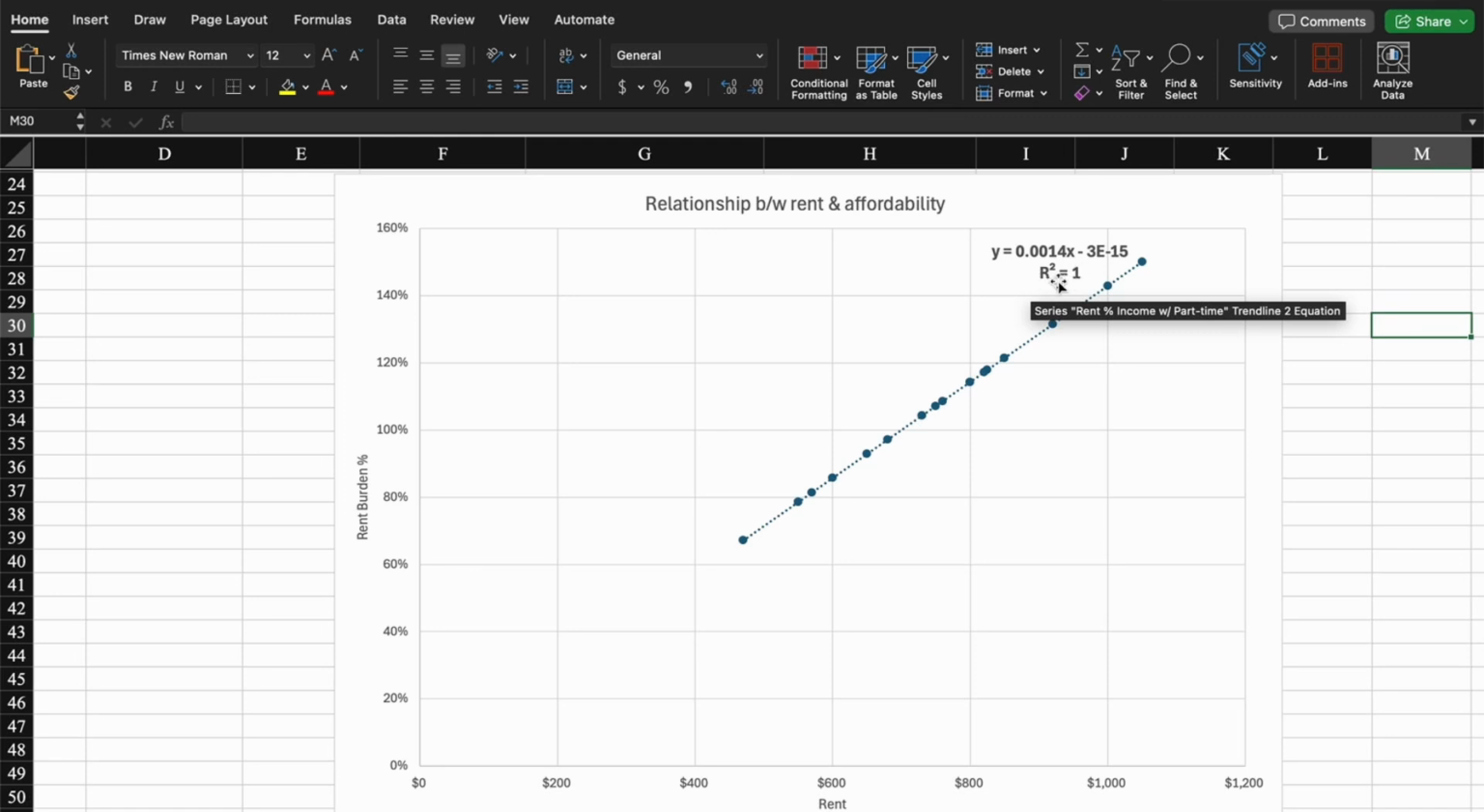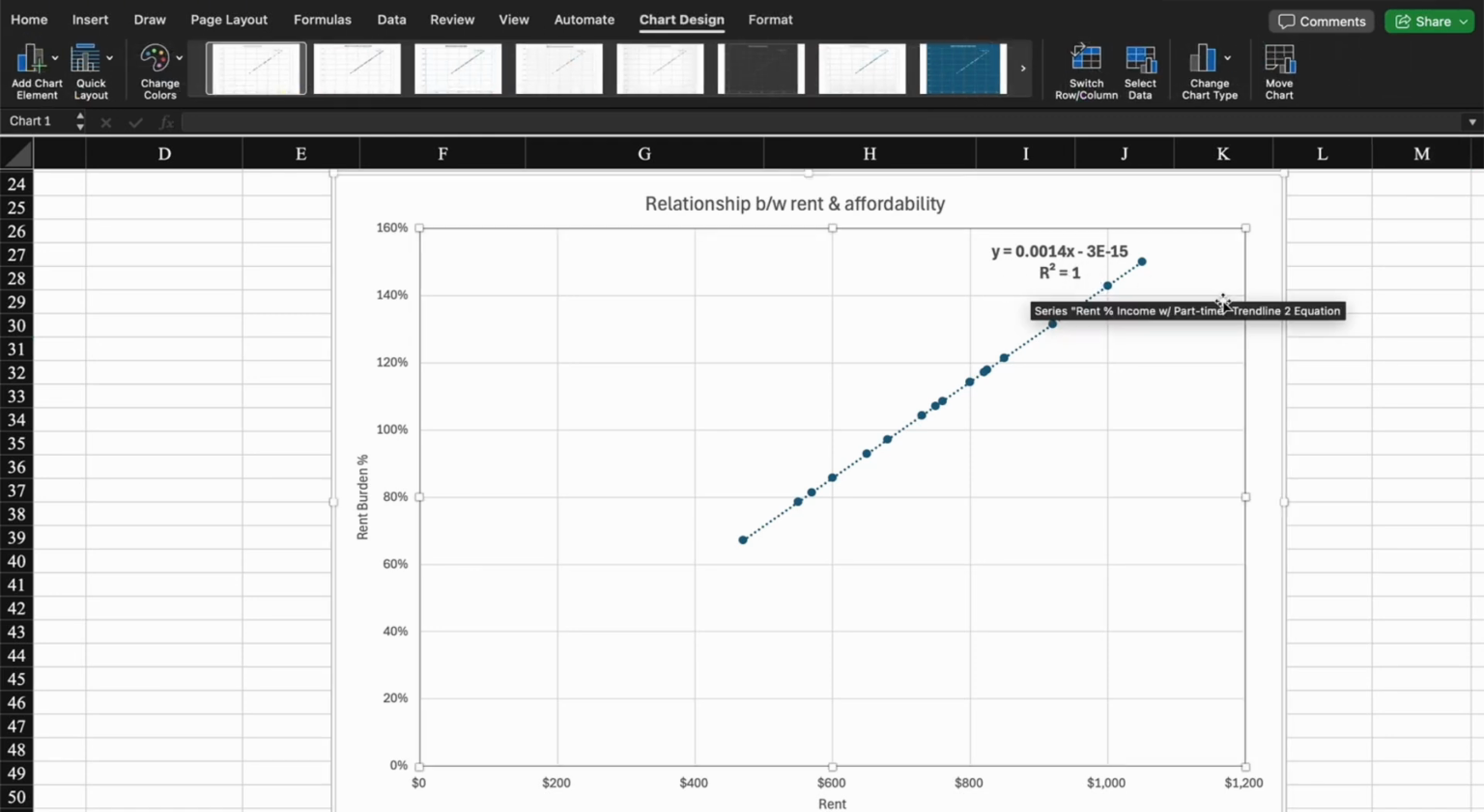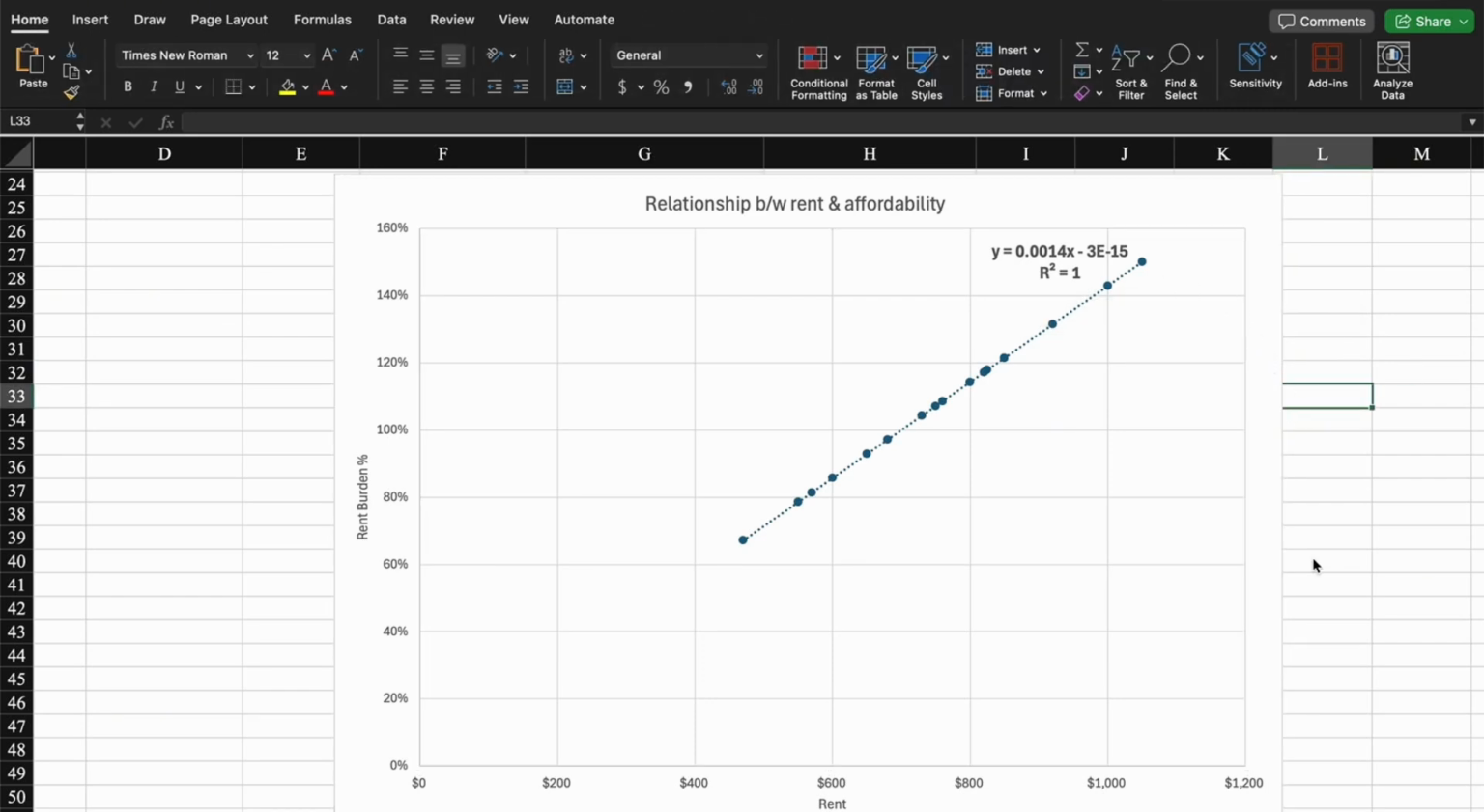Now look at the r squared value. It's equal to 1. That means 100% of the variation in rent burden can be explained by the level of rent. The closer r squared is to 1, the stronger the relationship. And here it's perfect, which tells us this isn't random. The relationship is consistent and very strong.